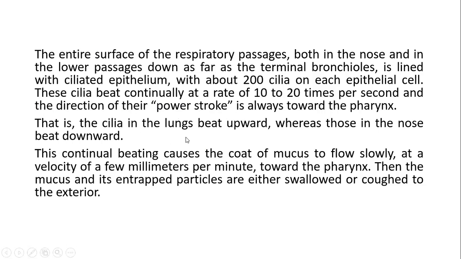That is, the cilia in the lungs beat upward, whereas those in the nose beat downward. Everything collects where? In the pharynx. From the nose it goes down to the pharynx, and from the lungs it goes up to the pharynx. This continual beating causes the coat of mucus to flow slowly, at a velocity of a few millimeters per minute, toward the pharynx. Then the mucus and its entrapped particles are either swallowed or coughed to the exterior. It all collects in the pharynx, and then how is it eliminated? It is eliminated through sneezing or coughing.